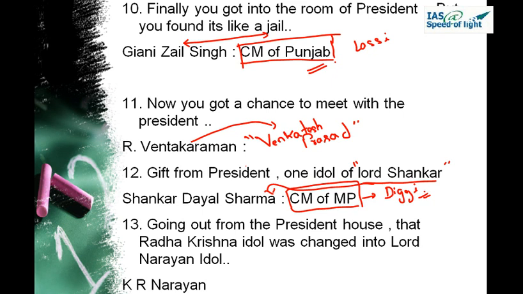Going out from the President house now, okay, you finished everything, you're going out from the President house, and that Radha Krishna idol, which we saw on the front gate, the main gate when we entered the house, now it was changed into the idol of Lord Narayan, or Lord Vishnu. It has been changed to Lord Vishnu, and from Narayan we get K.R. Narayan. Right. So here we finish this. After that, we know APJ Abdul Kalam. Then it was Pratibha Patil, and now it is Pranab Mukherjee. So these three people we need not put in our mnemonic series.